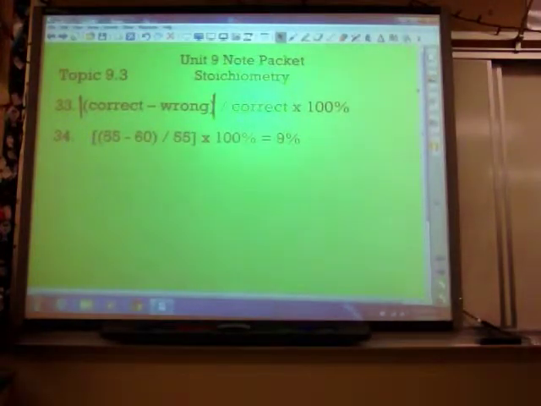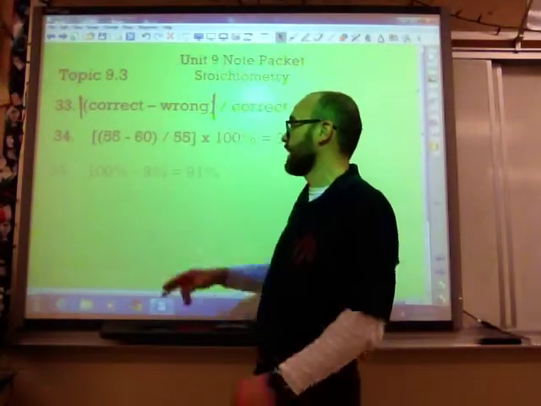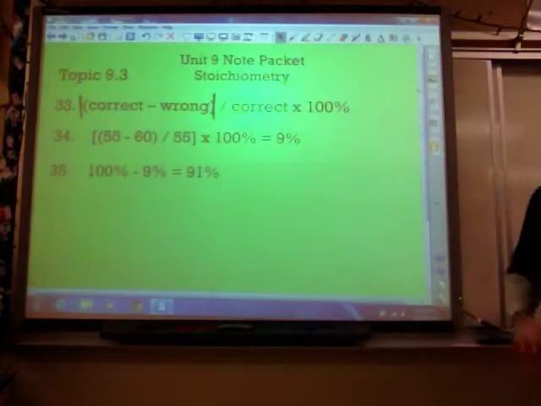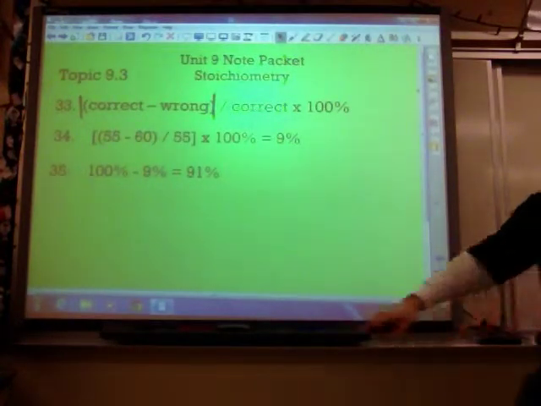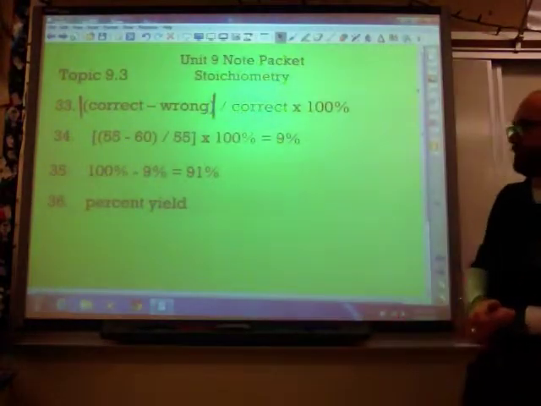Well, number 35 echoes that sentiment. If the percent error is 9%, what is called the percent correct? Percent yield. Yeah, it'd be percent yield, but what would be that value? 91%. You subtract it from 100. This is your percent yield. Thank you, Matt Kearns. That is absolutely right. This is called percent yield.